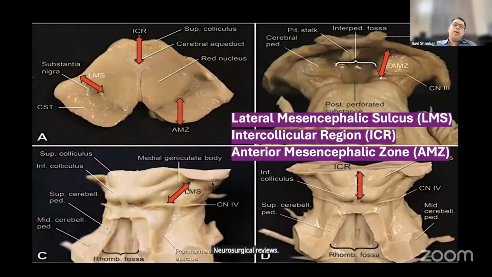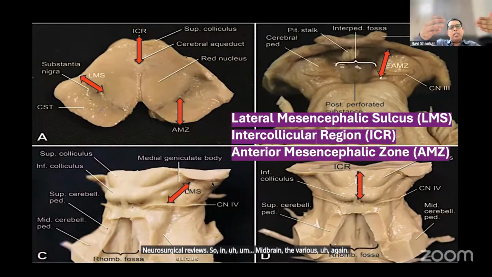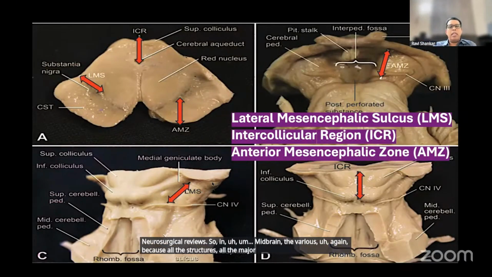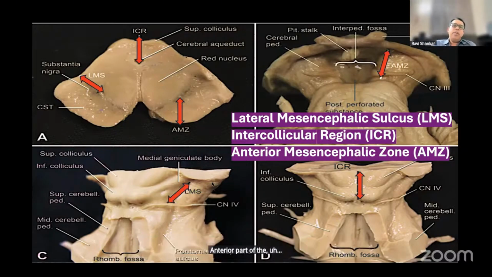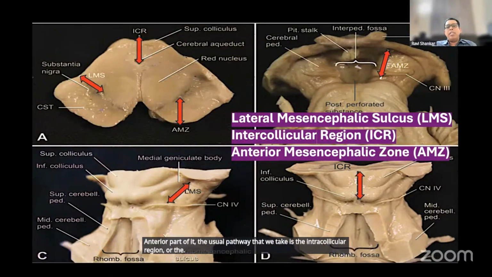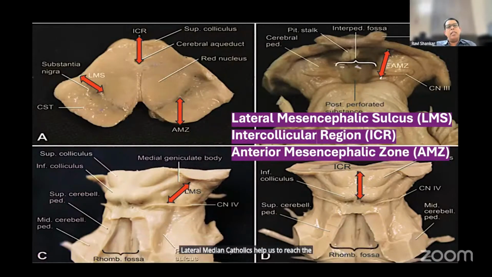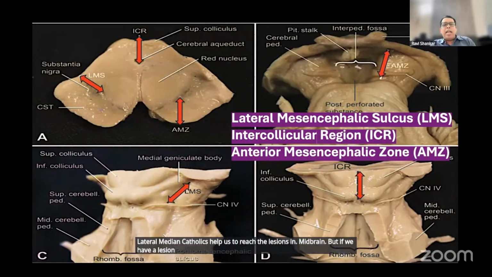So in the midbrain, all the major motor pathways are in the anterior part of the midbrain, so we really don't go through the anterior part of it. The usual pathway that we take is the intercollicular region or the lateral mesencephalic sulcus to reach the lesions in the midbrain. But if we have a lesion which is situated anteriorly, the anterior mesencephalic zone is a path that we take to reach the lesions in the midbrain.